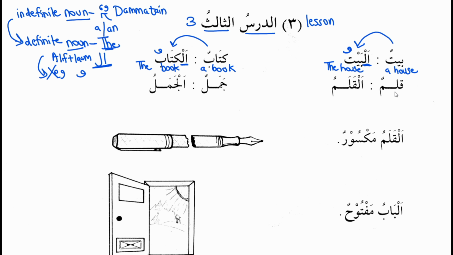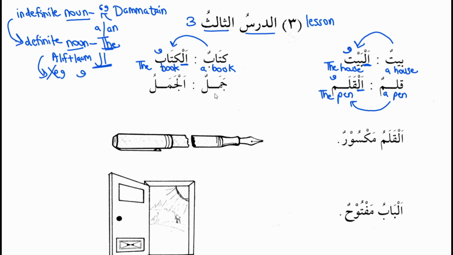Now next word here is qalamun. Qalamun means a pen, right? Now to make this indefinite noun definite, we will add alif lam before the noun, and we'll eliminate one of the dhamma and just put one dhamma on top. So qalamun will become al qalamu, meaning the pen. Qalamun will become al qalamu, the pen.